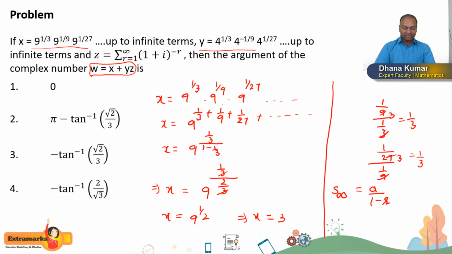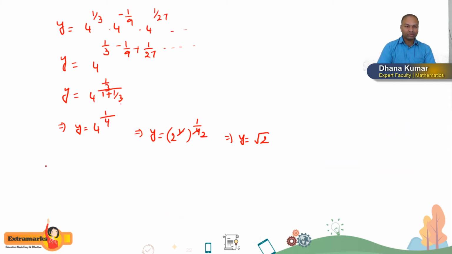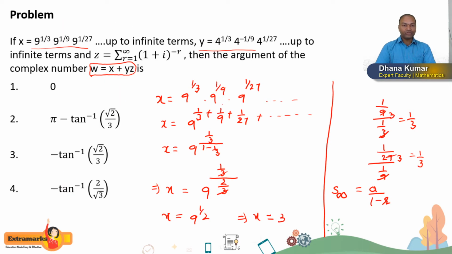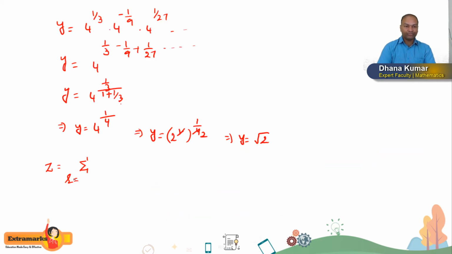Z is what? Sigma r ranges from 1 to infinity, of (1 plus i) whole power minus r.